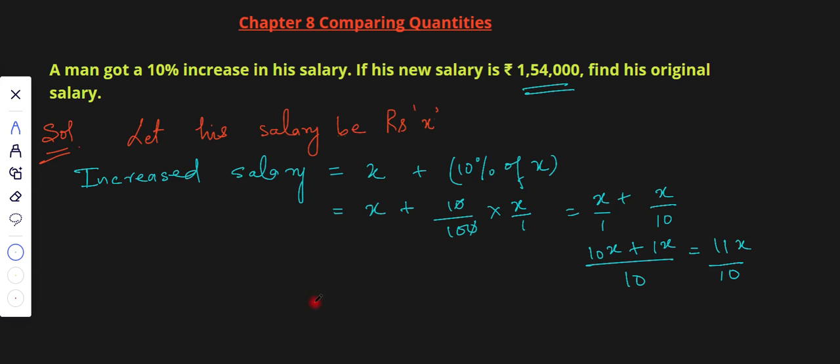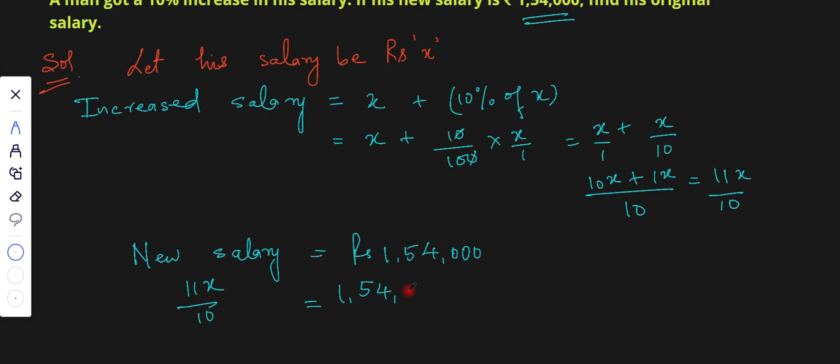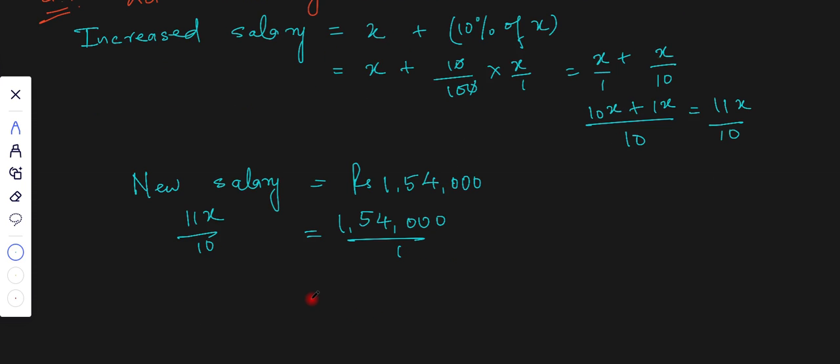So you can write new salary. New salary is the increased one, so new salary is equal to 1,54,000, which is equal to 11x by 10. From this equation you will get the value of X. So I'll choose some different color. Now cross multiply these values, you will get the value of X.